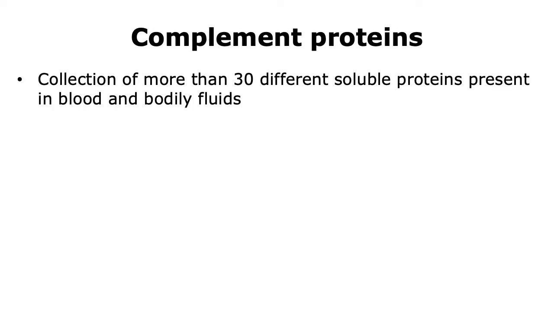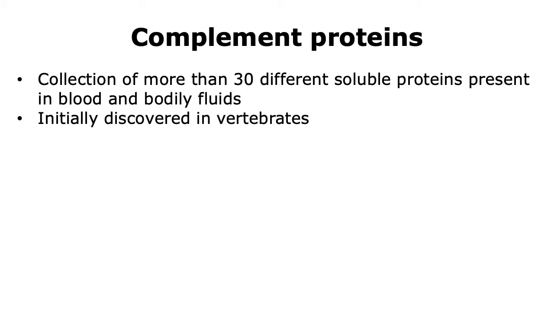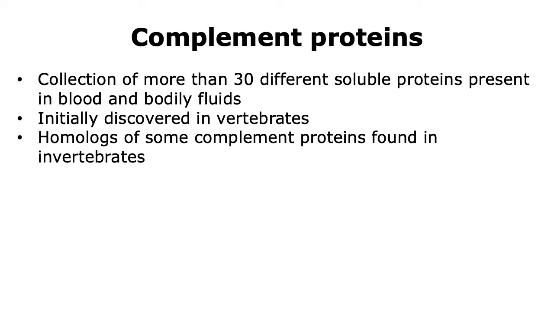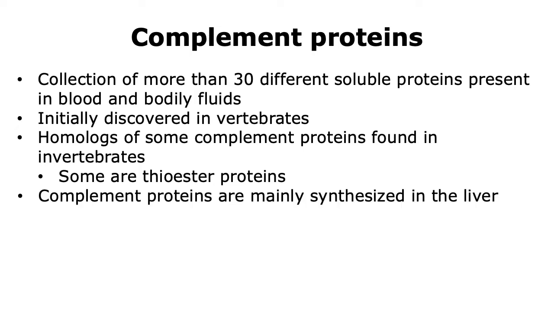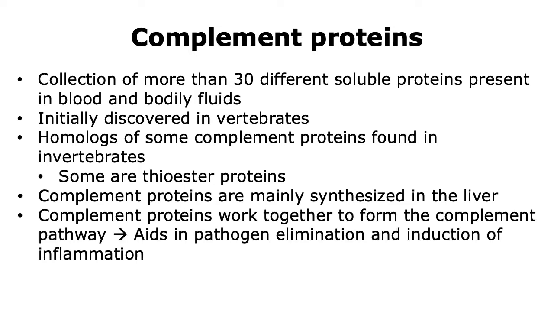The complement proteins are a collection of more than 30 different soluble proteins that are present in blood as well as bodily fluids. They were initially discovered in vertebrates. However, now we know that homologs of some complement proteins are also found in invertebrate organisms. A lot of complement proteins are thioester proteins, and in vertebrates, the complement proteins are mainly synthesized in the liver. Now, the complement proteins work together and form a cascade that's called the complement pathway.